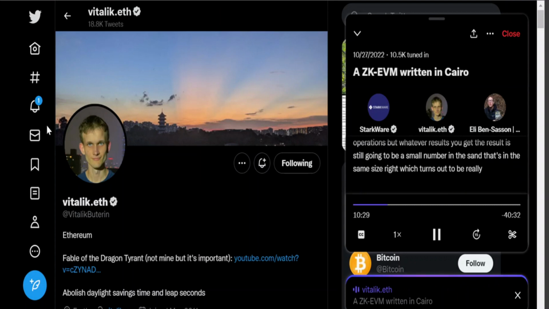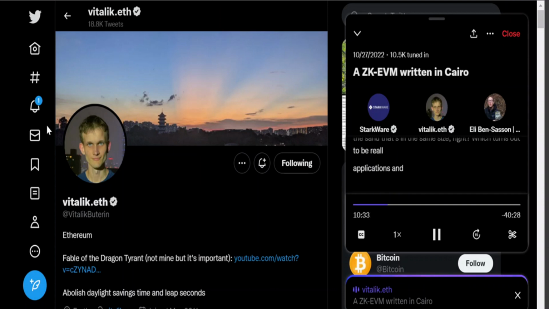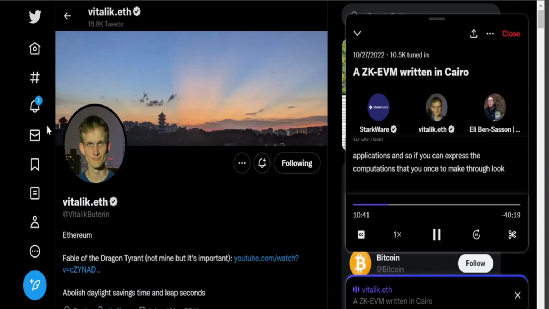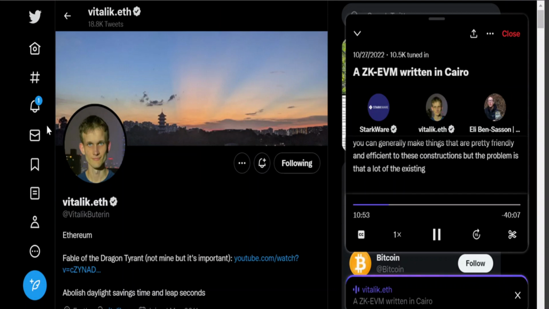Which turns out to be really important, especially for these kinds of applications. And so if you can express the computations that you want to make through the prime field modular arithmetic directly, then you can generally make things that are pretty friendly and efficient to these constructions. But the problem is that a lot of the existing cryptography that Ethereum relies on doesn't really work that way at all, right?